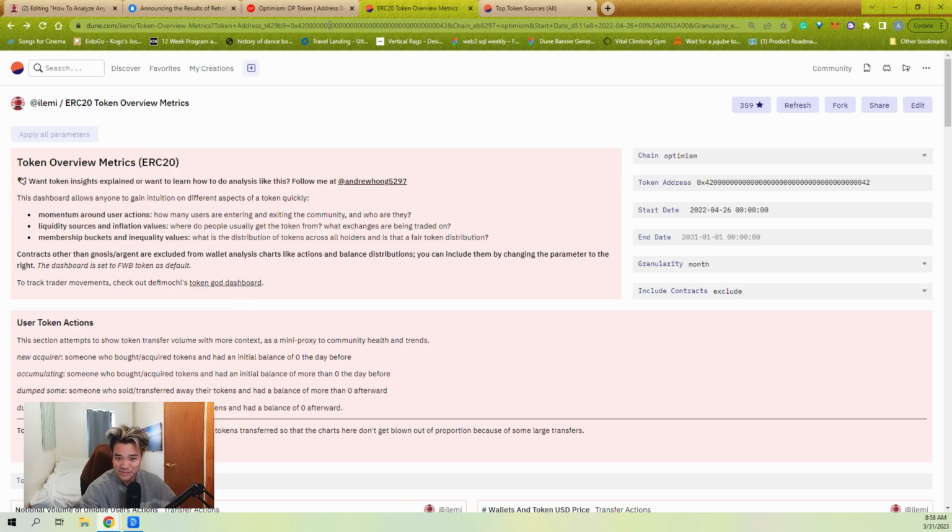All right. In this dashboard, I've already put in the OP token. I've switched to Optimism. You can do any EVM chain. And I've started from April 26th, which was the day it was deployed. And I'm looking at things by month. I also exclude contracts. So in all of these balances and distributions queries, contracts that are not multi-sigs or contract wallets like Argent or Dharma are excluded from the analysis. We only really want to look at users.